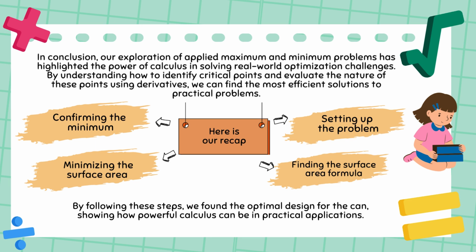Here is our recap. First, confirming the minimum. Second, minimizing the surface area. Third, setting up the problem. And the last one, finding the surface area formula. By following these steps, we found the optimal design for the can, showing how powerful calculus can be in practical applications.